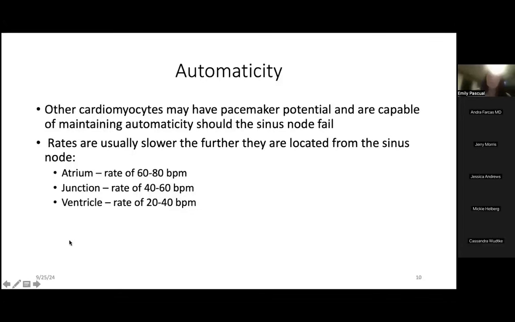So for example, when you see patients with a junctional rhythm and heart rate is in the 40s, that's the typical rate of the junction. And in terms of seeing patients with heart block, you may see ventricular escape rates in the 20s to 40s. That is the automaticity in those areas taking over.